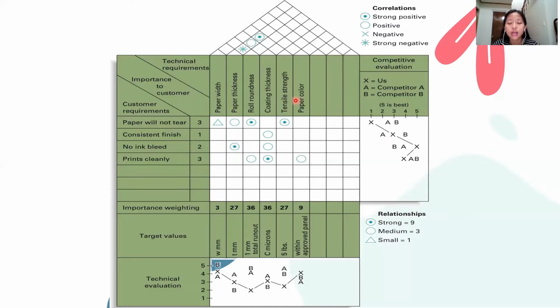This is called the relationship matrix. As you can see, meron tatlong shapes dito. We have the triangle, the circle, and the circle with dot. These represent values that we can see here. The circle with dot represents a strong relationship which equals 9. The circle is a medium relationship which equals 3, and the triangle is a small relationship which equals 1. The highest positive relationship is the strong relationship which equals 9.